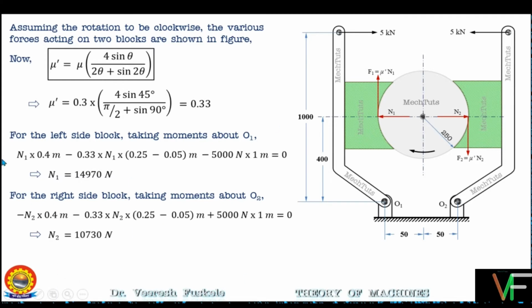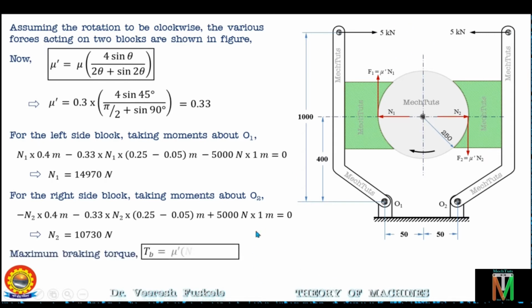Now we can calculate the maximum braking torque. So maximum braking torque will be nothing but the sum of the braking torques of these two, from the left side and from the right side. So it is given by TB is equal to mu dash (N1 plus N2) into R. So putting the values we get TB as 0.33 into (14970 plus 10730) multiplied by our radius of the drum is 0.25 meter. So this gives us TB as the braking torque as 2120 Newton meter.